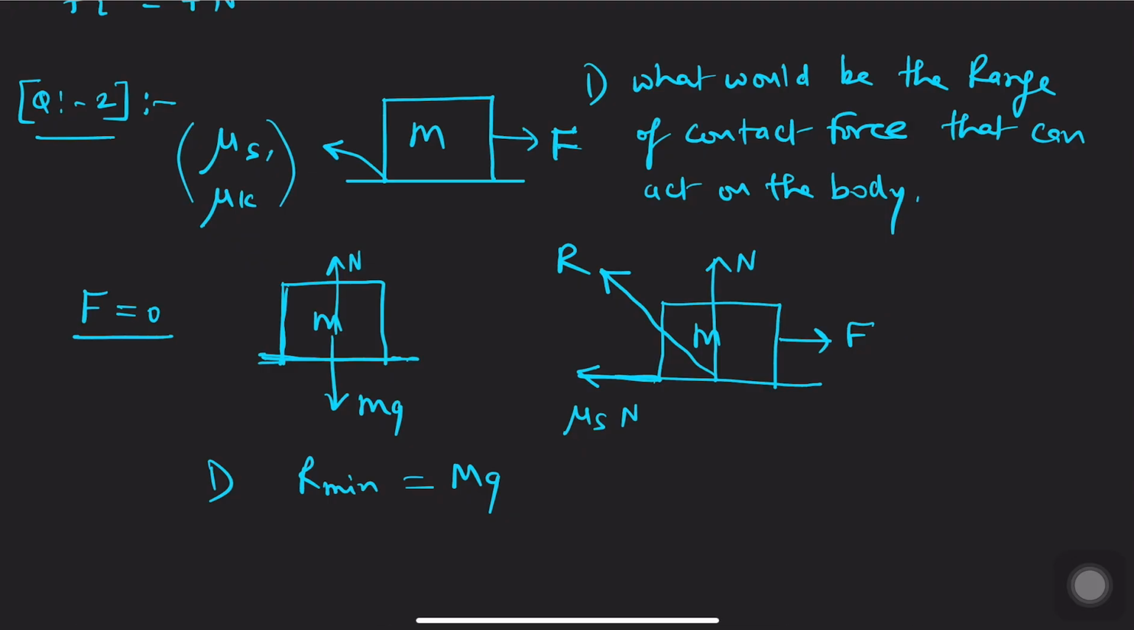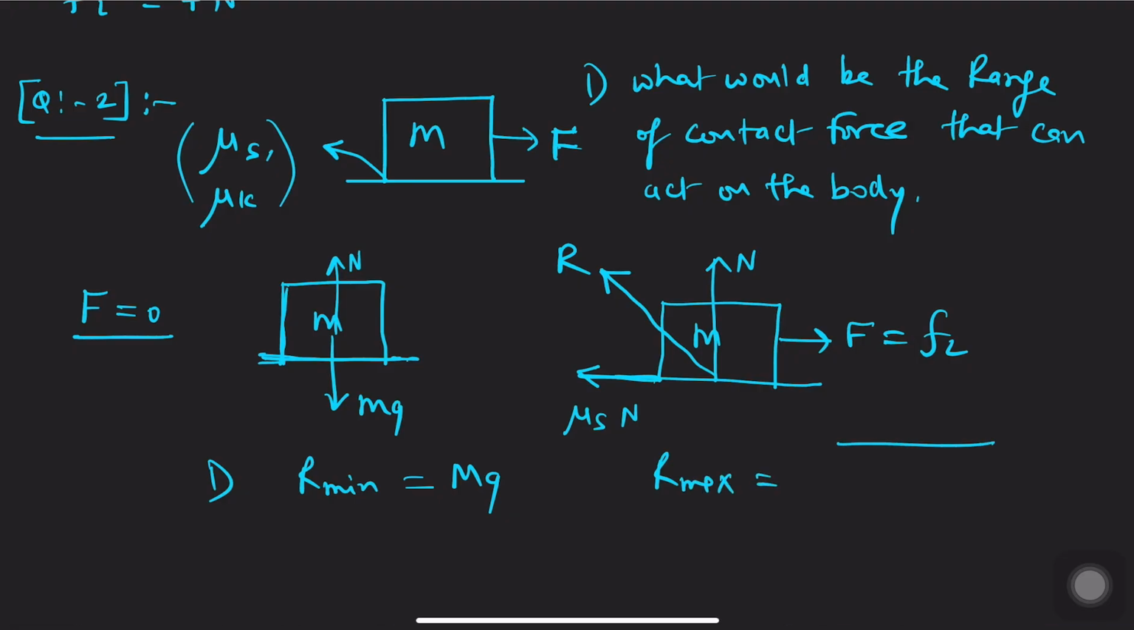When F is equal to FL, then this condition will happen, when the applied external force is just equal to the limiting friction. In that case the friction will be at its peak, and the normal force is always going to be equal to mg if the body is not having any acceleration in the upward or downward direction. That would be the condition when the contact force will reach its maximum.